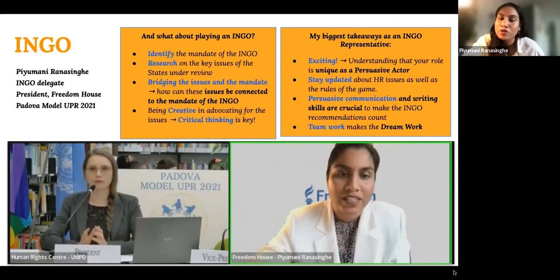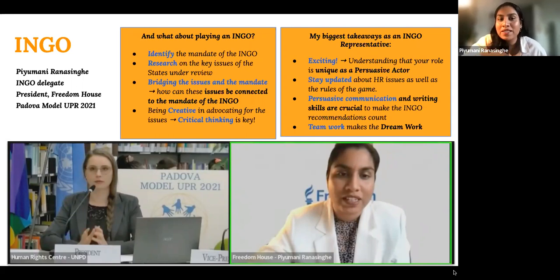INGOs play such an important role in the UPR process in real life. It's not just limited to presenting issues in the pre-session; there's also a lot of work to be done in lobbying and constantly keeping in touch with states, as well as national human rights institutions. So it's definitely a worthwhile experience if you want to be an INGO.